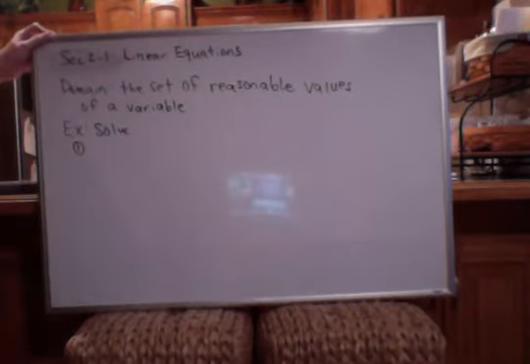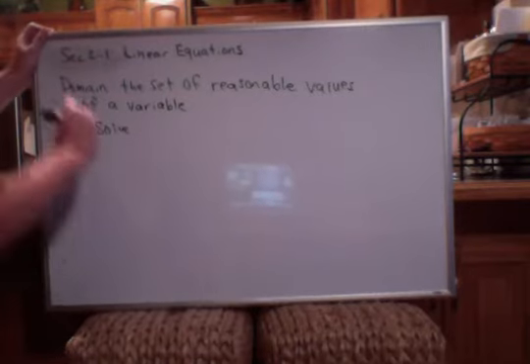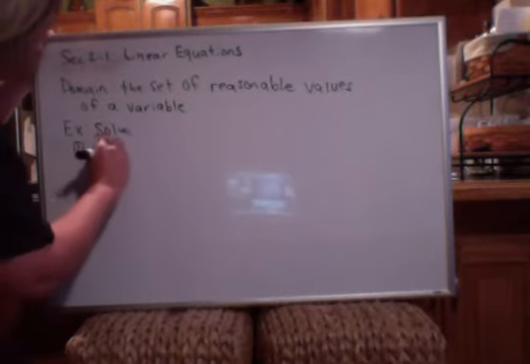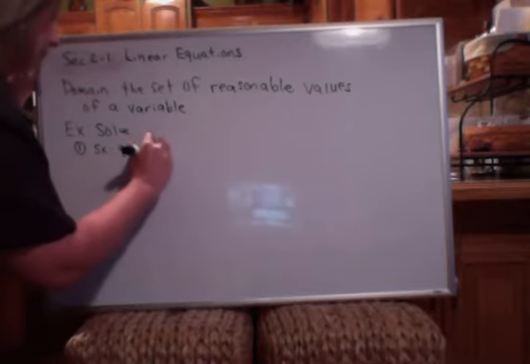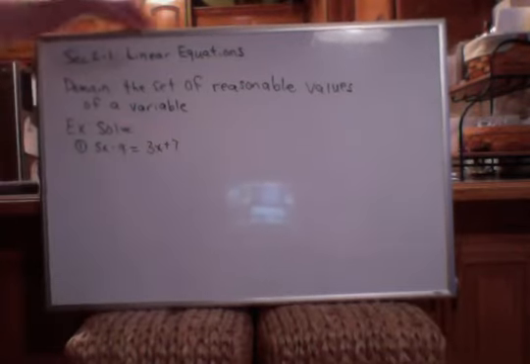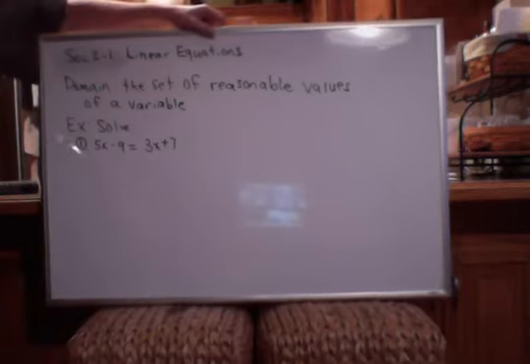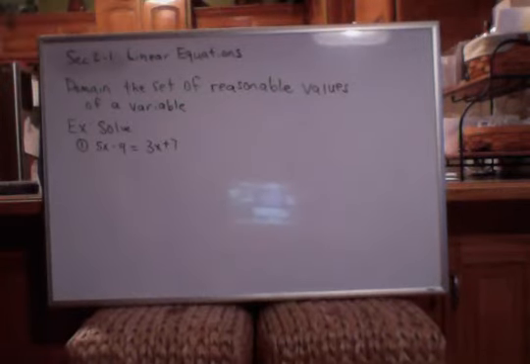All right, so the first equation that we're going to solve is 5x minus 9 equals 3x plus 7. Keep in mind that when we solve equations, we are trying to isolate x. We are trying to get x by itself so that we can know the value of the variable.